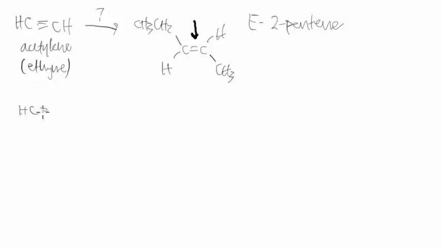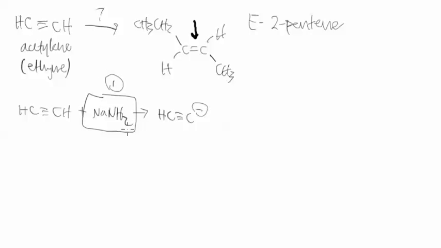Well, first off, the chain elongation step should always happen first most of the time, and that includes sodium amide. So this will take my acetylene and allow me to remove a hydrogen from it and to get the acetylide ion that I can then work with. So this is going to be step number one.